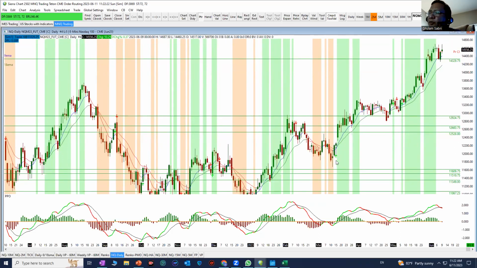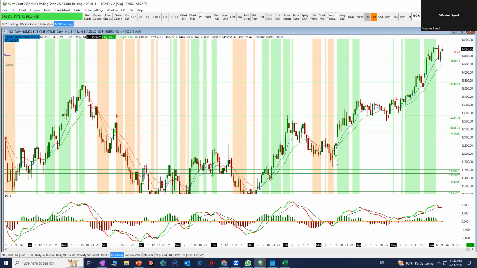So instead of wasting time looking into too many stocks, I forget about everything. I just concentrate on market ETFs, which are Nasdaq futures or SPY, QQQ. In this case, QQQ, or IWM. IWM is for the small stocks. So we come here, and this gives us a time signal right here.